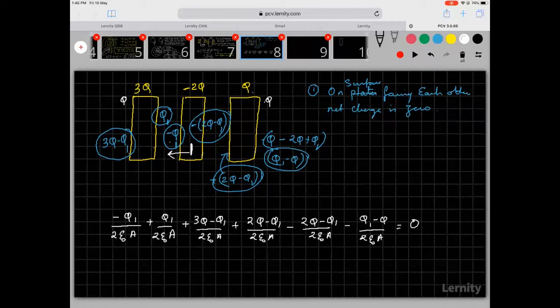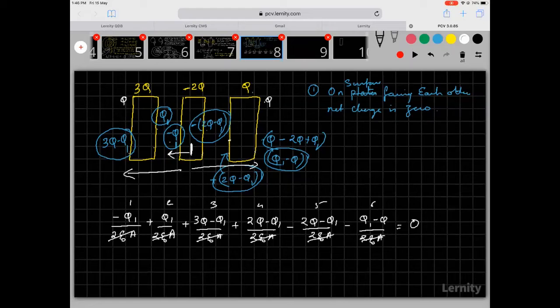I have put forces on this side as negative and forces on this side as positive. You can do it either way, there is no problem. There are 6 surfaces, 1, 2, 3, 4, 5, 6, so I have 6 electric fields, and the sum of all these electric fields must be 0. I'm removing all the denominators because when you take it to that side it becomes 0, it doesn't matter.